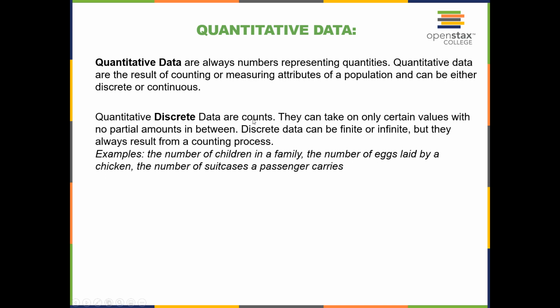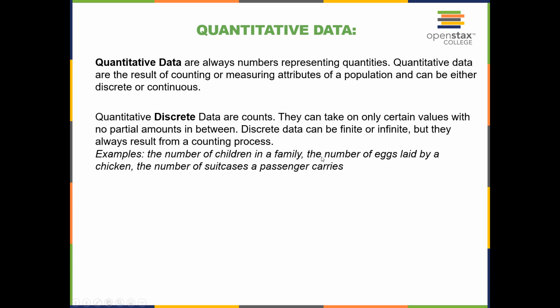Discrete data are counts. They can take on only certain values with no partial amounts in between. Discrete data can be finite or infinite. So finite might be if there are only 3 questions on a quiz, then you can have only up to 3 possible correct answers. So that would be an example of where your data would be finite.